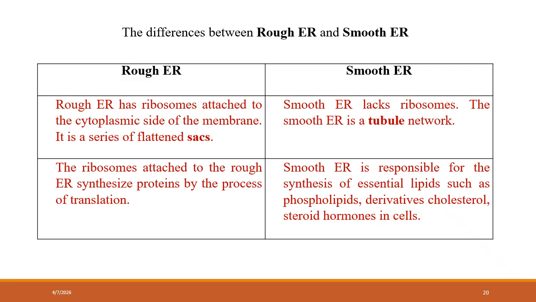Smooth endoplasmic reticulum is responsible for the synthesis of essential lipids such as phospholipid derivatives, cholesterol, and steroid hormones in the cell. All these chemicals are synthesized inside the smooth endoplasmic reticulum.